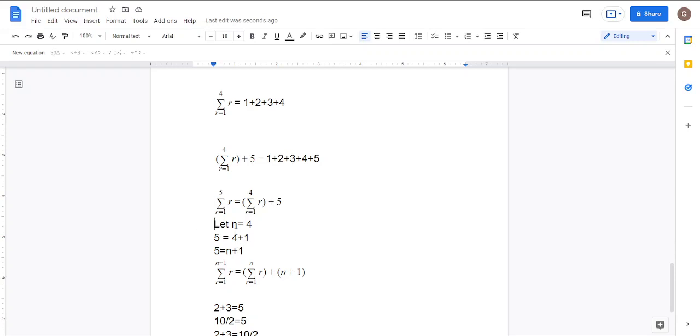Follow me with this part? Yes, please. Okay, so we let 4 equal to n. So wherever we see 4, we replace it with n. And since we know that 5 is the same thing as 4 plus 1, then 5 will have to be n plus 1. So that's basically what we did here. We wrote this part in terms of n is equal to 4.